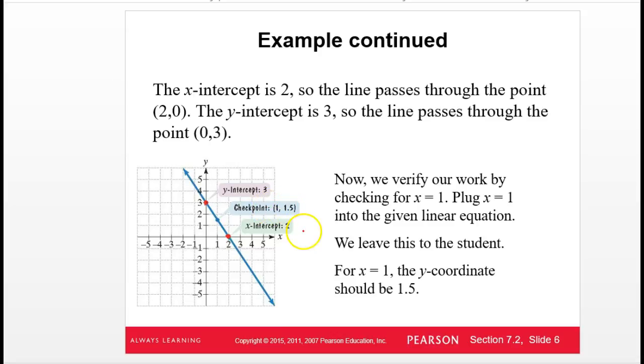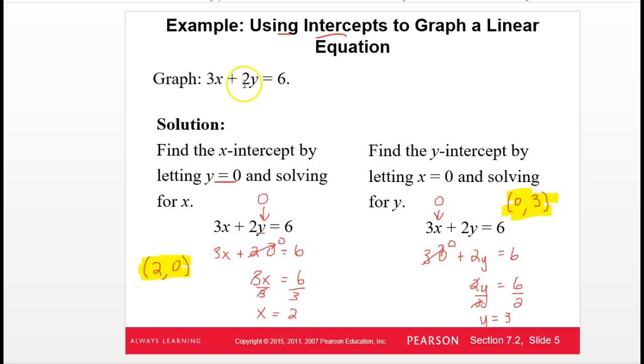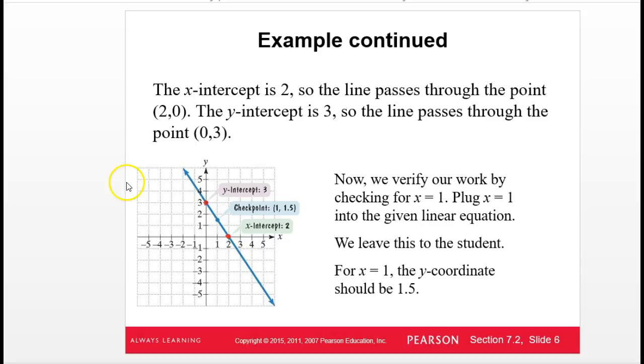Alright, checkpoint. That's not a requirement, but if you plug in 1 for x, this says I should be at about 1.5. If I plug in 1 for x and solve for y, I should get 1.5, and you would. But again, that's not a requirement. The checkpoint is just to make sure that you didn't make a mistake when you plot a third point. Again, there's a lot of optional checking with these linear equations.